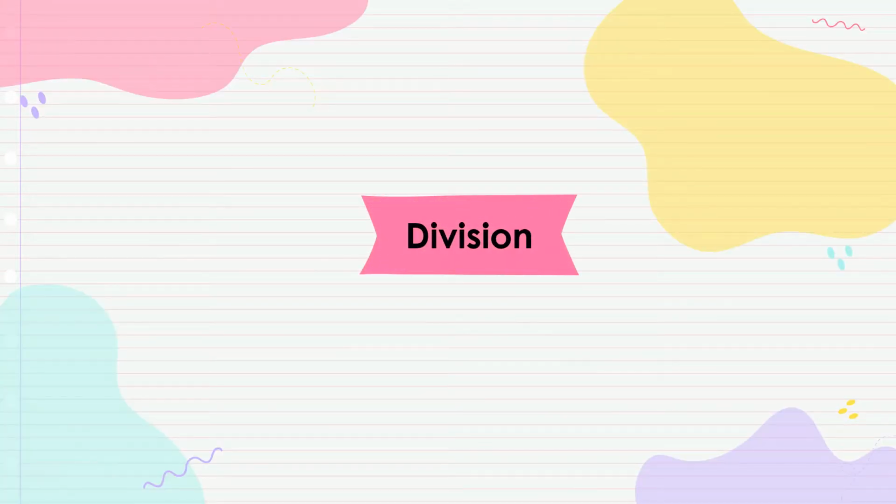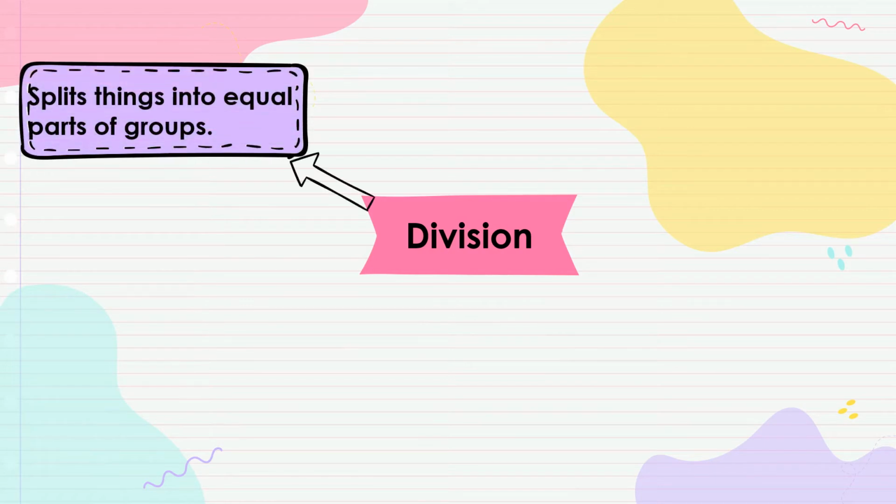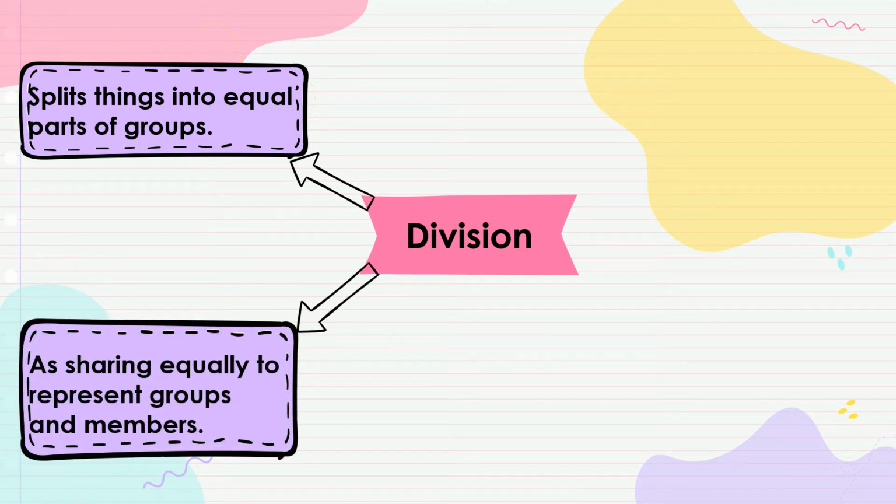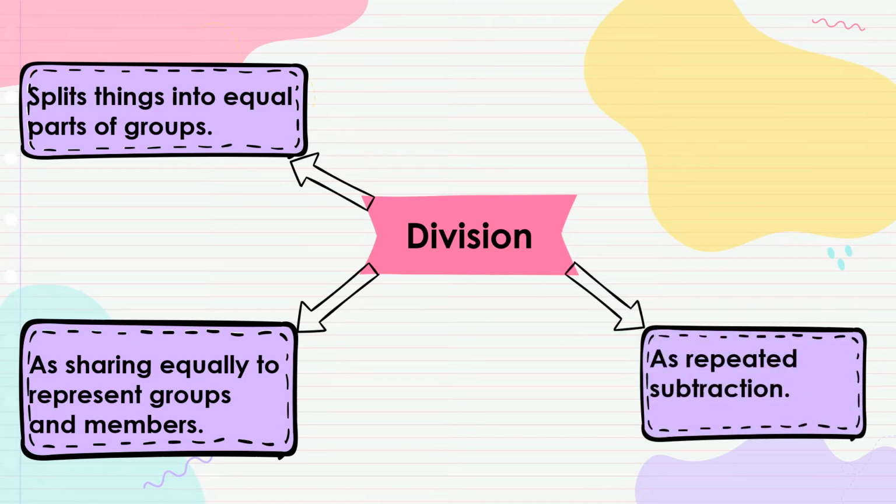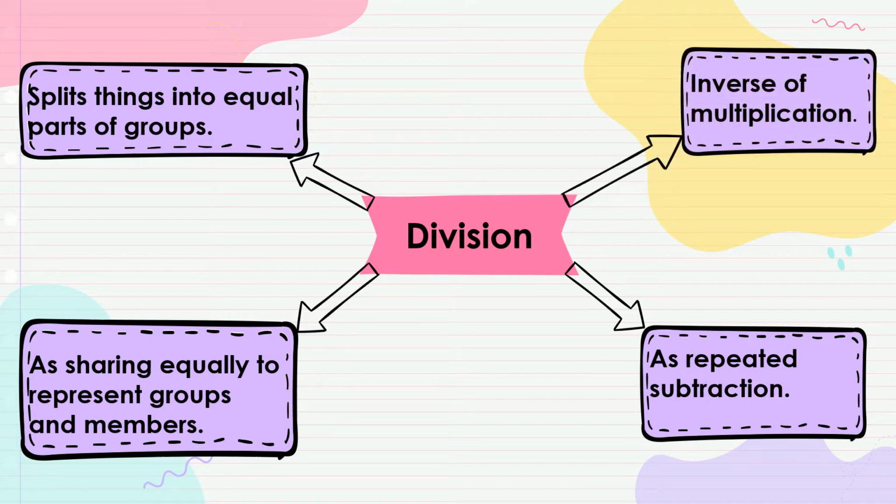Today we will learn about division is inverse of multiplication. Division has four methods. First, split things into equal parts of group. Second, division as sharing equally to represent groups and members. Third, division as repeated subtraction. And the last one, division is inverse of multiplication. In this video, we will see how division is inverse of multiplication.